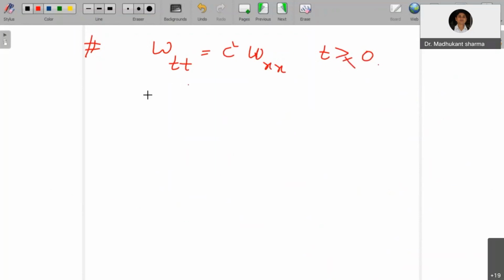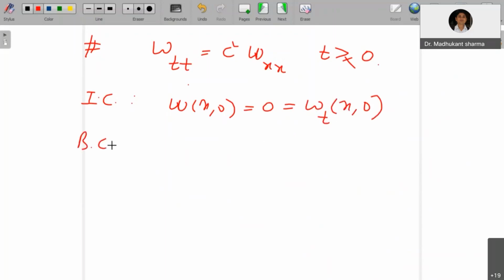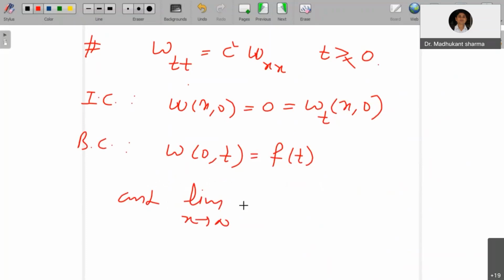T greater than 0 is fine. And the initial conditions are w at x comma 0 equals 0, and w_t at x comma 0 equals 0, and the boundary conditions are w of 0 comma t equals f of t. We will see this definition. We can go back and check. And the limit as x tends to infinity of w of x comma t equals 0 for all t.